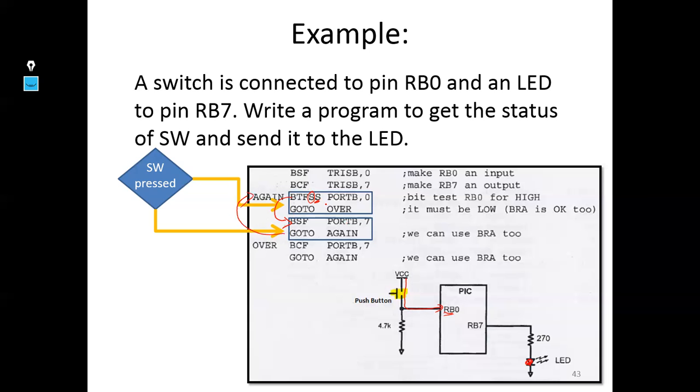Now, if the push button is not pressed, if the push button is released, you can see that B0 is connected to the ground via this resistor. So the value here is 0. Now, if it is 0, we have go to over, not go to again. So with go to over, we have to jump to over. And then what do we have? We have bit clear file port B, 7. So we have to switch off the LED and then go to again, we have to start checking the bit again. So you can see that it should be an infinite loop.